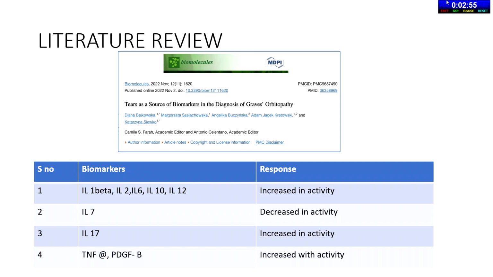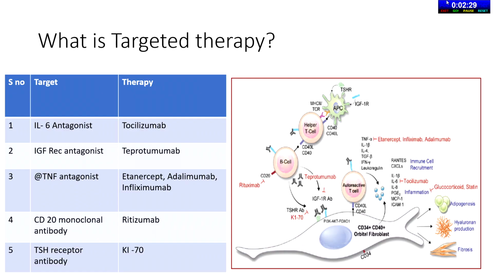So I did some literature search. I found that there were a lot of researchers who tried to find biomarkers causing activity and severity in patients with thyroid eye disease. This particular article in the Biomolecules journal was very interesting, where they have done a meta-analysis and compiled the work done on tear biomarkers in thyroid eye disease, and they have come up with certain inflammatory cytokines which are elevated in thyroid eye disease. On the other hand, I found that there were a lot of targeted therapies, already being used after randomized controlled trials, proven to be very effective in active eye disease.